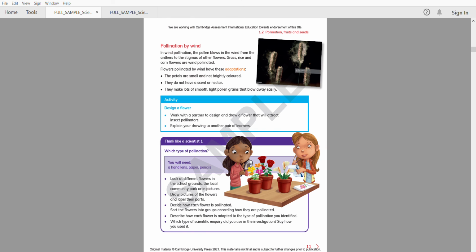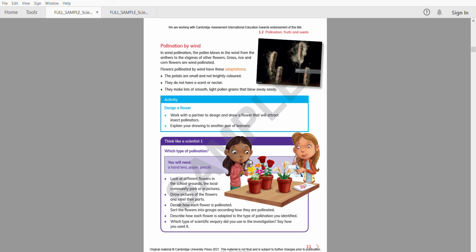Some flowers are pollinated by wind, and these flowers are adapted to this kind of pollination through their characteristics, such as petals are small and not brightly colored. They normally don't have scent or nectar, and they may make lots of smooth light pollen grains that blow away easily. So we try to compare and contrast between pollination by wind and pollination by insects.